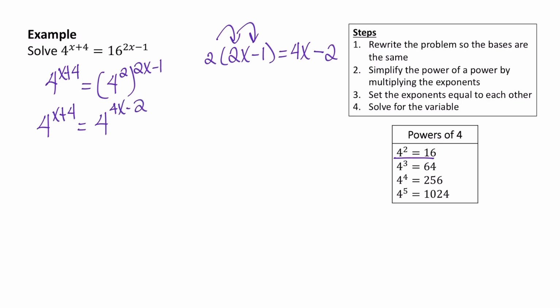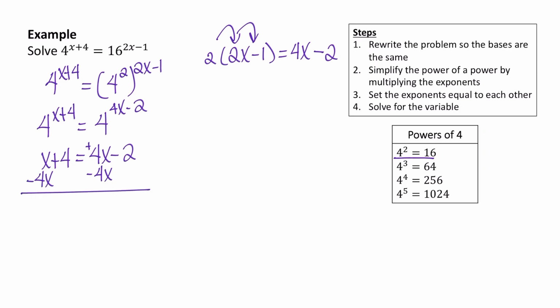Okay, so now we have the same base, so we're going to set the exponents equal to each other. So we have x plus 4 equals 4x minus 2. Now we need to work on moving all the variables to one side. So we have positive 4x, so we're going to undo that by subtracting 4x from both sides.